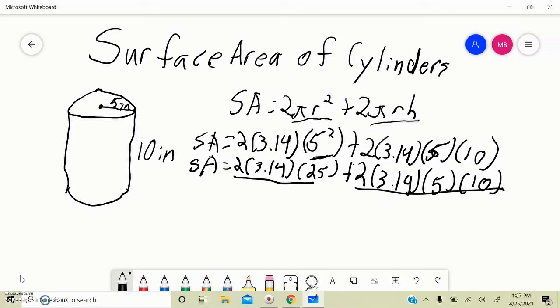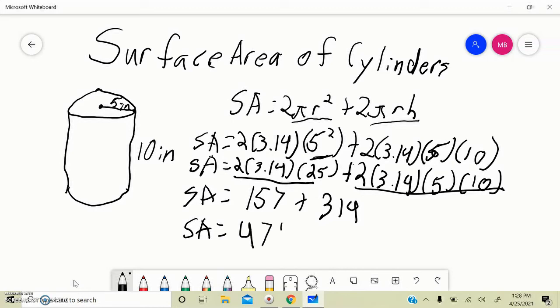So 2 times 3.14 times 25 is going to give me 157, plus 2 times 3.14 times 5 times 10 is going to give me 314. So then what I'm going to do is do my last operation, which is add them together. And that's going to be 471.